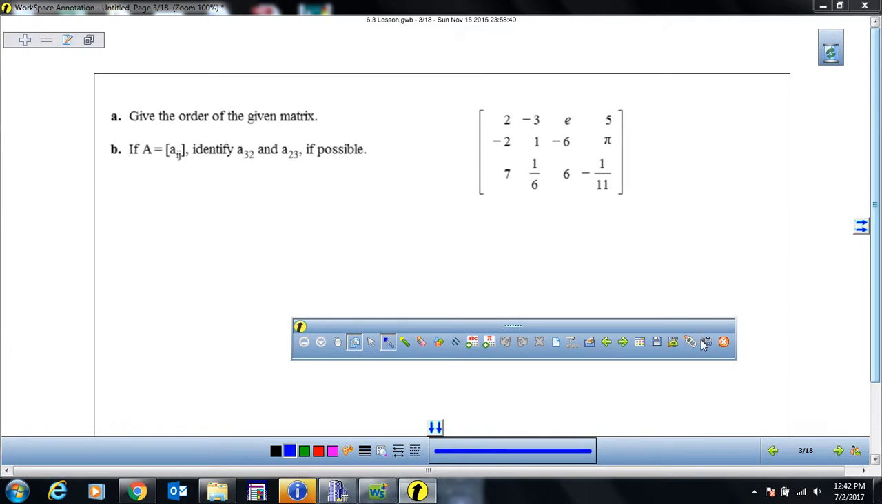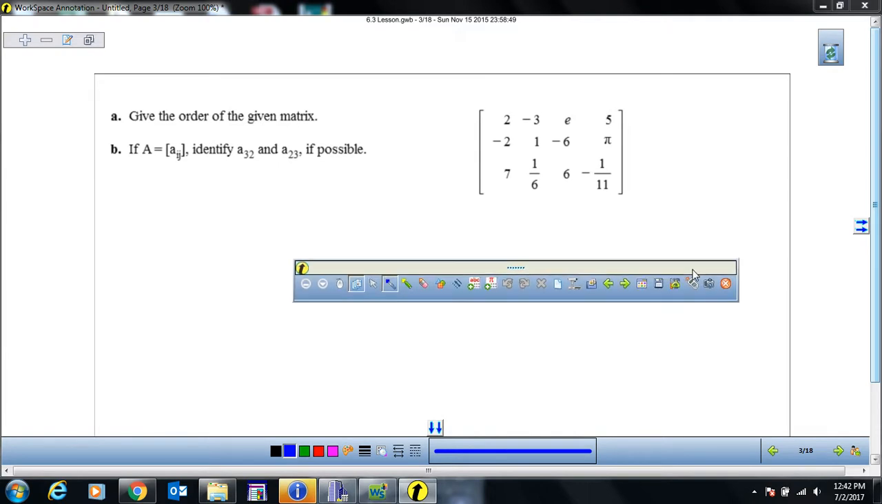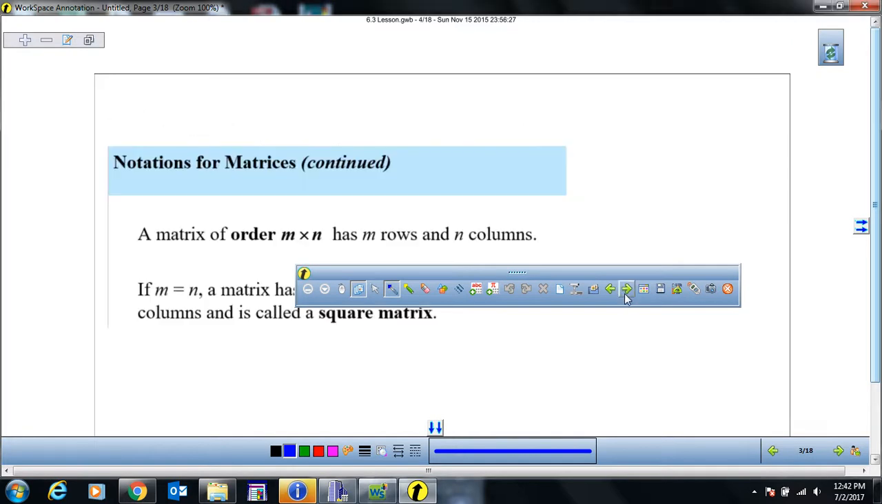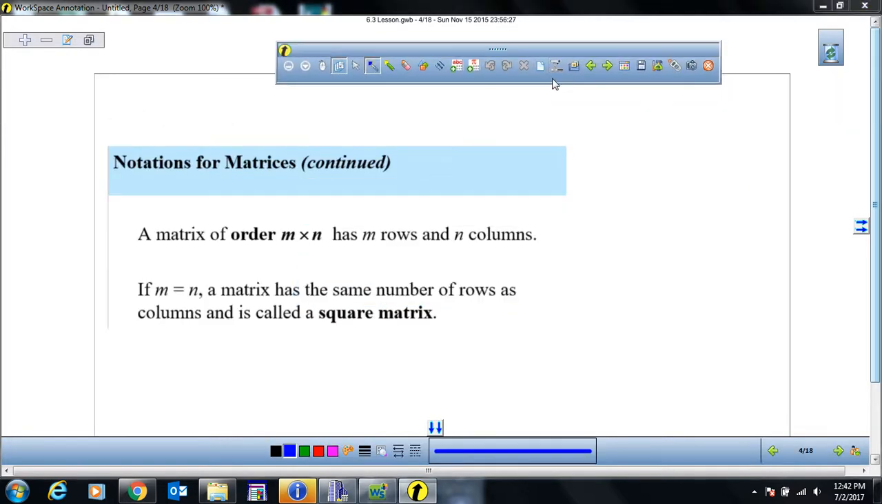So we're going to start with this problem. First of all, we're going to give the order of this matrix. I forgot to give the definition of order before we go to this, so we're going to go back to the problem.